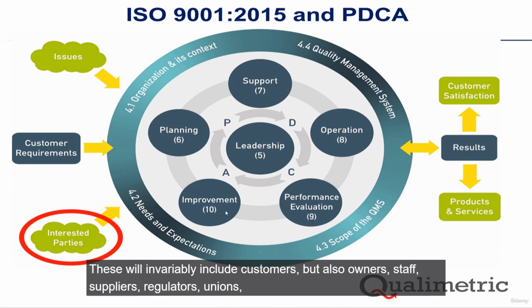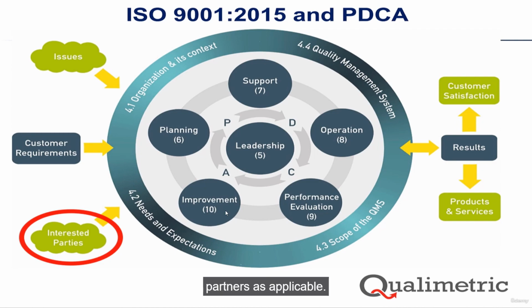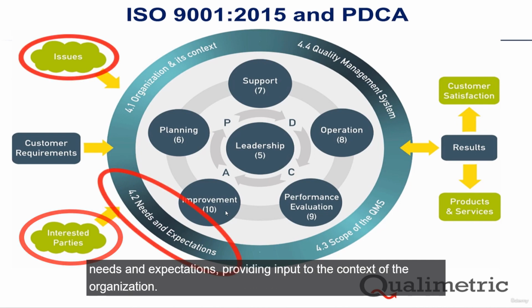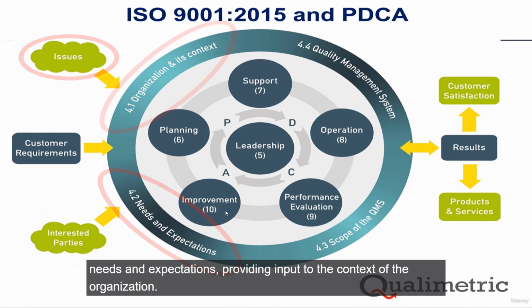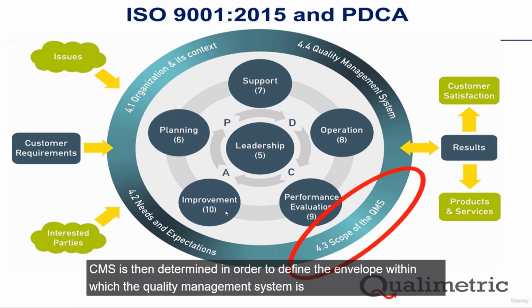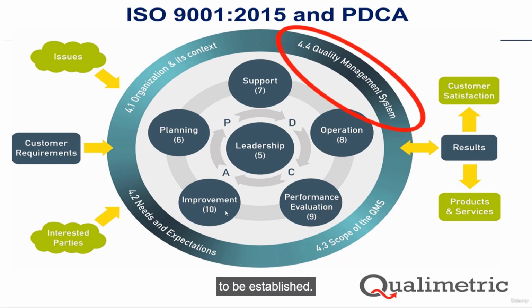These will invariably include customers, but also owners, staff, suppliers, regulators, unions, partners as applicable. The organisation adopting ISO 9001 is required to identify these interested parties and determine their needs and expectations, providing input to the context of the organisation. The scope of application of the quality management system, QMS, is then determined in order to define the envelope within which the quality management system is to be established.